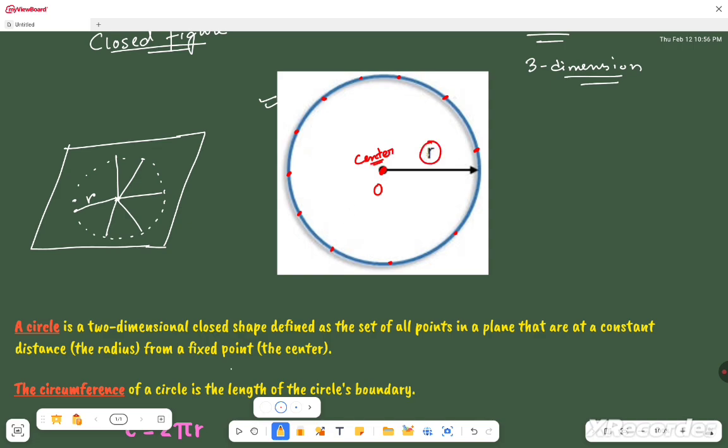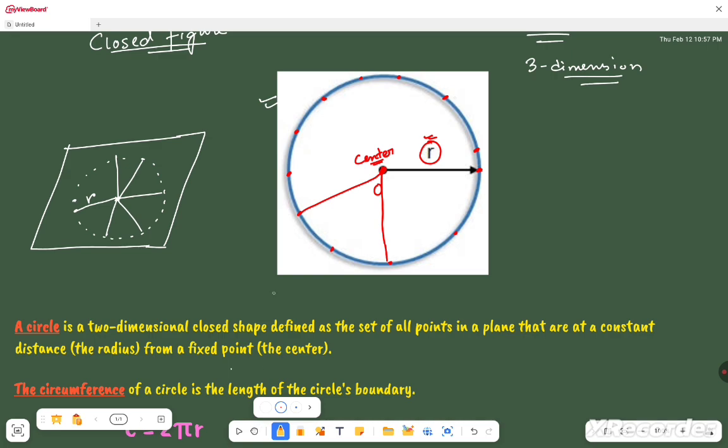Now this R is actually the radius. That means suppose this is a point; the distance between the center and this point is called the radius, and this radius is fixed. For a circle the radius is always the same. That means this distance is also equal to the radius, this distance is also equal to the radius. All the radii of the same circle will be the same. So the radius is the distance from the center to a point on the circle.